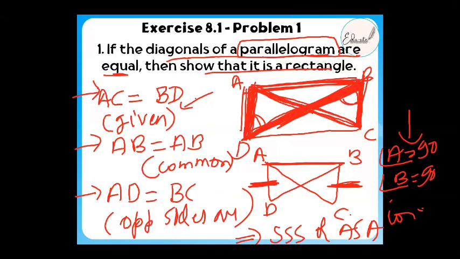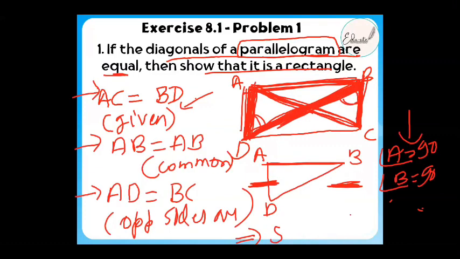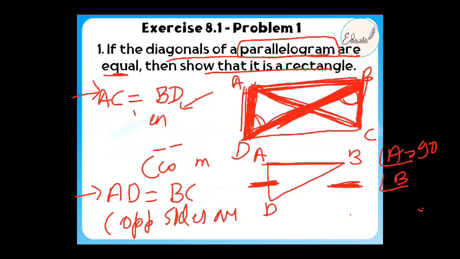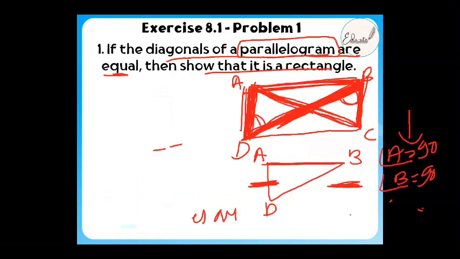Do we have CPCT? Corresponding parts of the congruent triangles. Which are the corresponding parts of the congruent triangles that we can consider now after proving the congruency? After proving the congruency, which are the corresponding parts that we can consider here, Laiba?